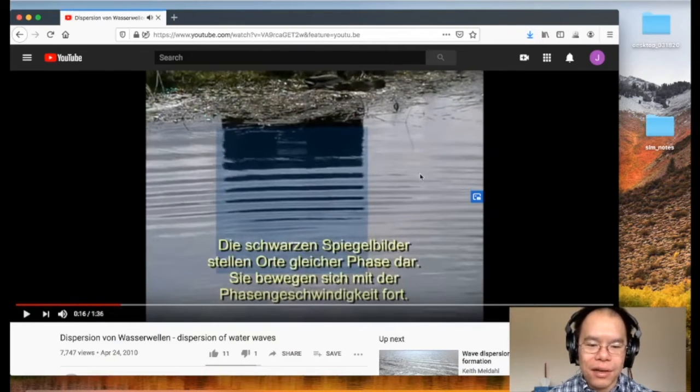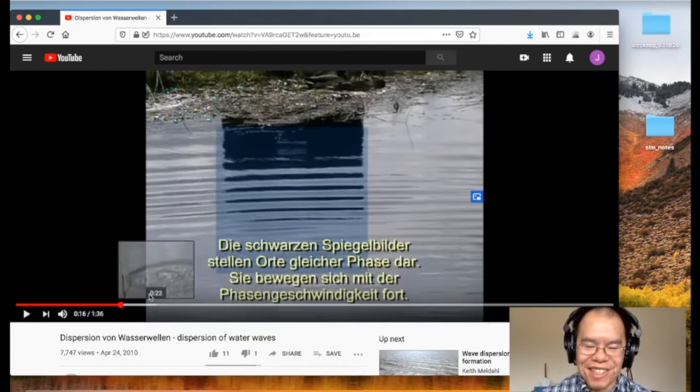So what you're seeing here, if I pause this, is they've put a mirror on the shore, and what you can sort of see is that I guess it's either the crests or the troughs of the wave, it's not quite clear, are these black lines that are reflected here. And as we've talked about, those crests and troughs move at the phase velocity, that's Phasengeschwindigkeit.